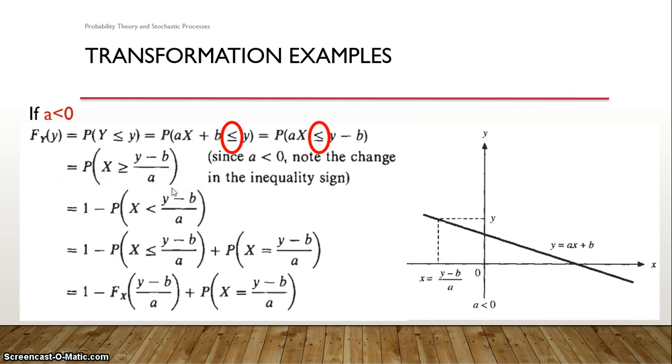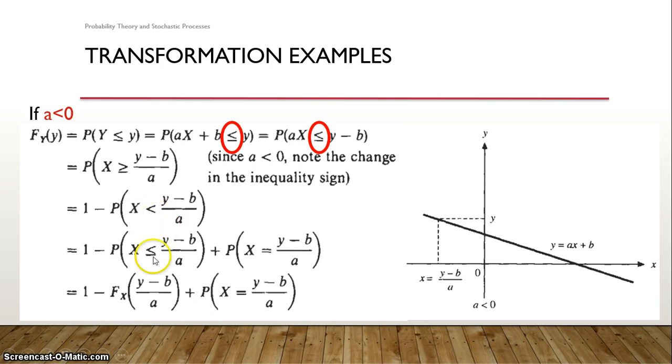I can write only if it is x less than or equal to some constant, because that is the definition of a distribution function. So can I write P of X as 1 minus P of X less than y minus b by a? So this is correct. So when you write 1 minus P of X less than y minus b by a, can I write this as Fx of x? No, it should be less than or equal to.